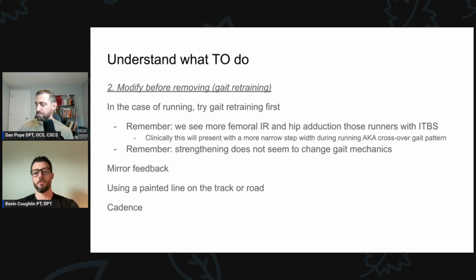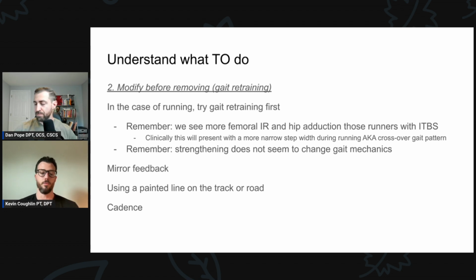So in terms of running, the first thing we want to try is gait retraining. Before we change the running surface or the course that they're running on, we could consider a little bit of gait retraining. I'll talk about this more in the next slide, but that can be really impactful. Just remember that we see more femoral internal rotation and hip adduction in runners with IT band syndrome. And clinically, this will present with a more narrow step width. So if you take someone through a running gait analysis, you'll see a narrow step width. Sometimes they actually are crossing over.